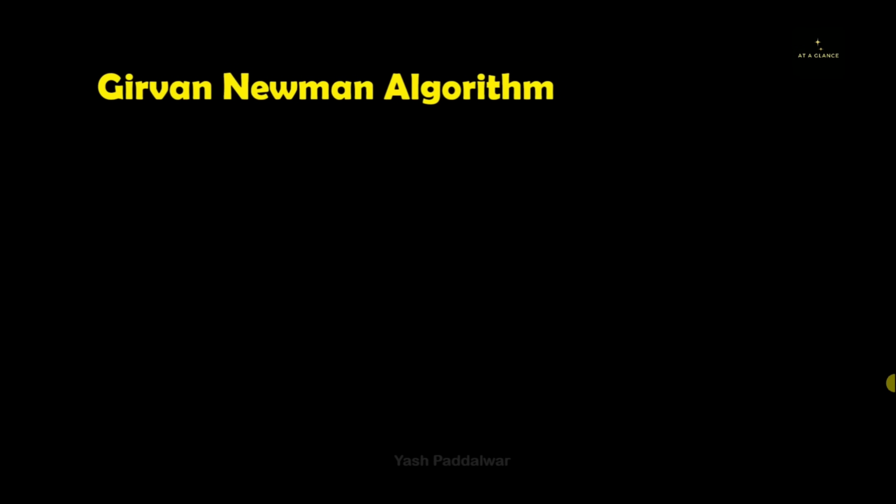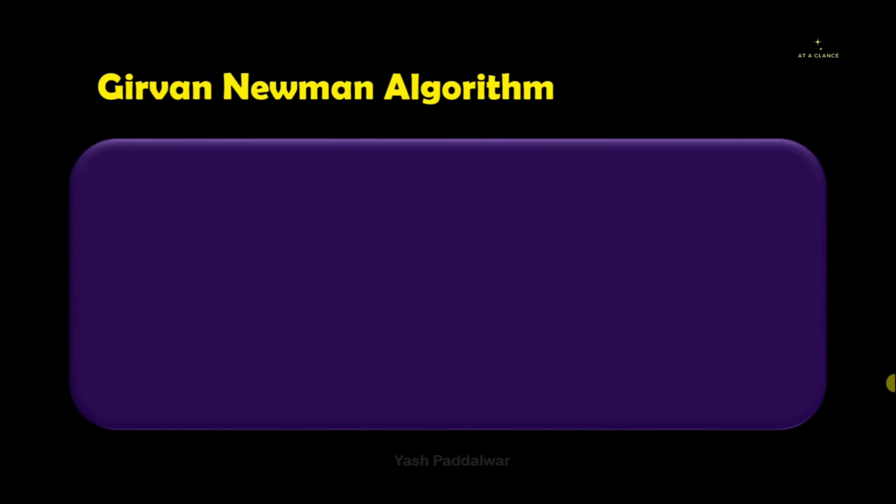In this particular video, we'll be looking into a very interesting algorithm for finding out the communities in a given network. The algorithm is known as the Girvan Newman algorithm. So first, let's have an overview of this algorithm. Basically, this algorithm is used to detect the communities in a given complex network.